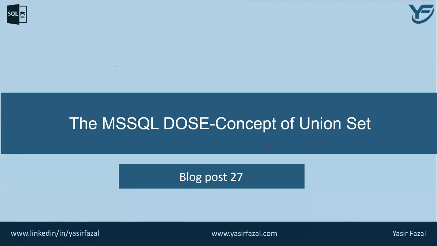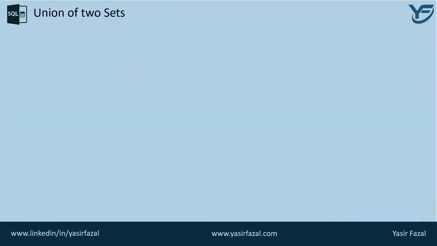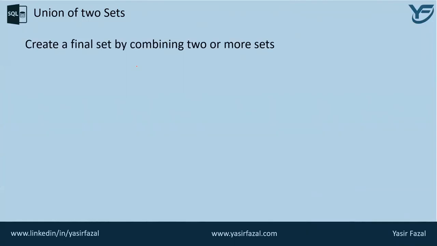And in this blog post, I'm going to discuss the concept of union sets in set theory. So let's start. When we talk about the union of two sets, what does that mean? It means that we are going to create a final set by combining two or more sets. By default, you need at least two sets in order to create a union of two sets. The maximum can be any number.